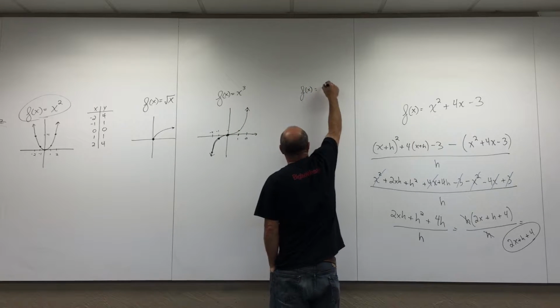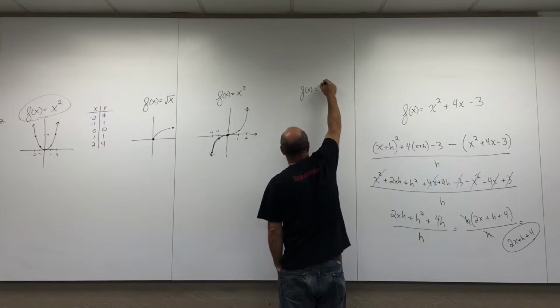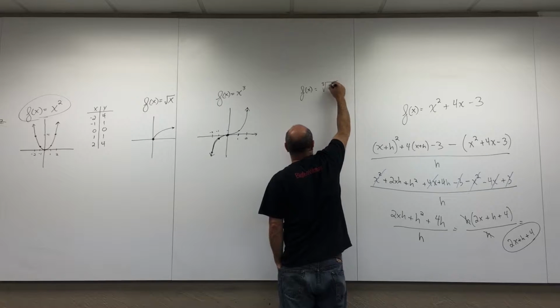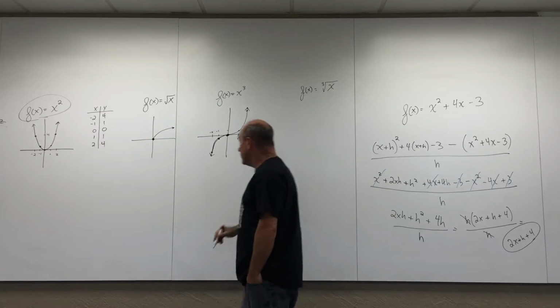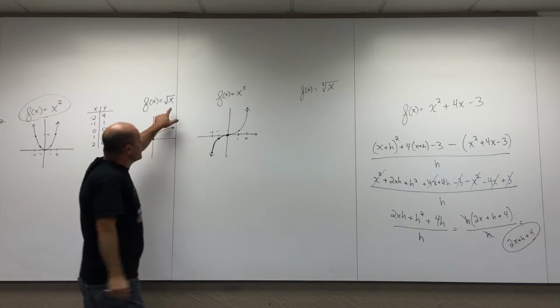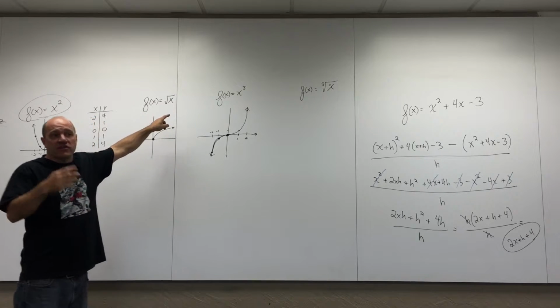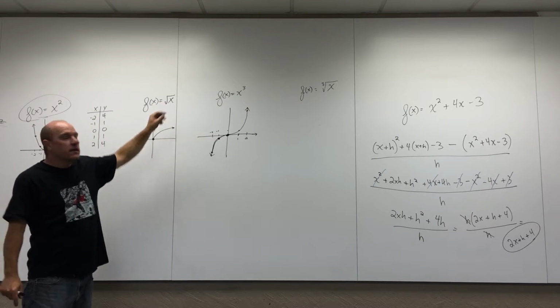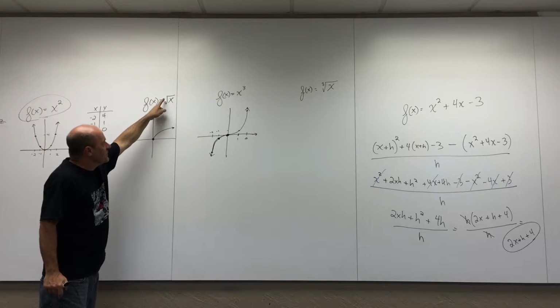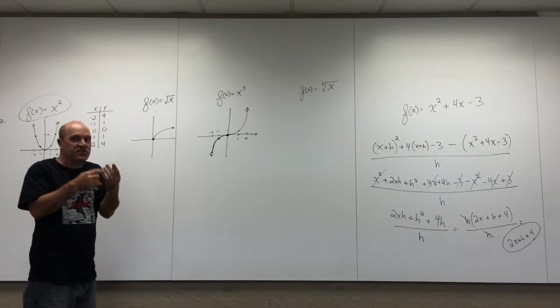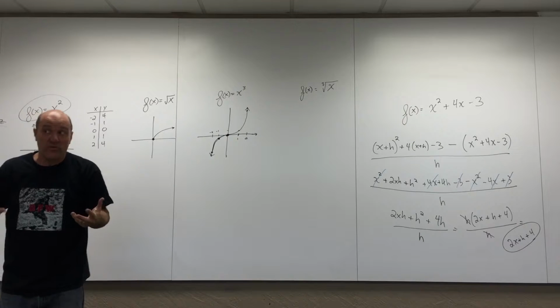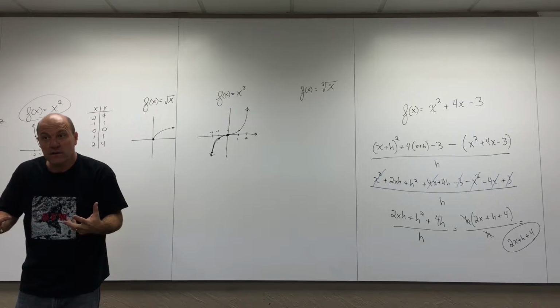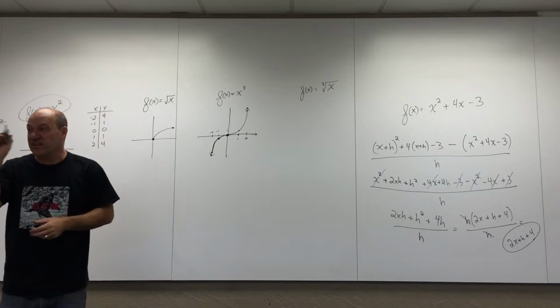F of x equals, his cousin, watch this, his cousin is the cube root of x. Now, this is a square root. When you have a root, there's a little index in front of the root that tells you whether it's a square root, cube root, fourth root, fifth root. They're all roots, but you put a little index up there.